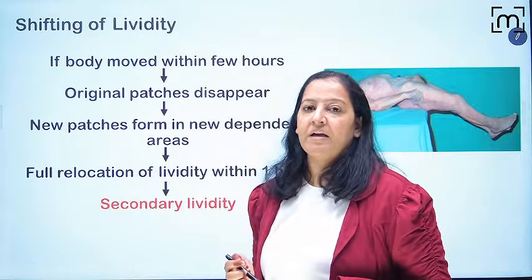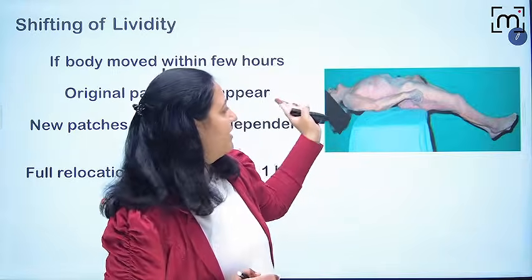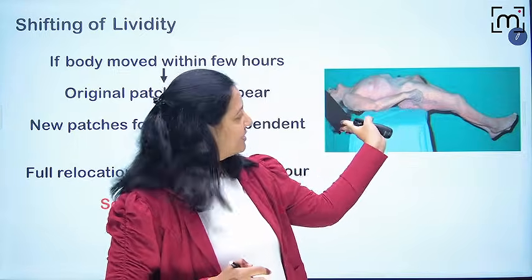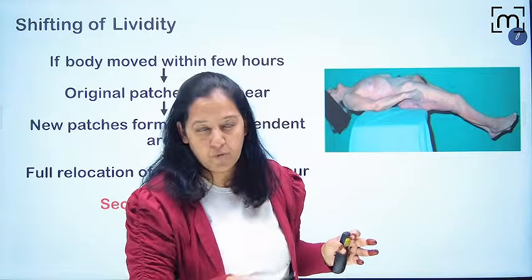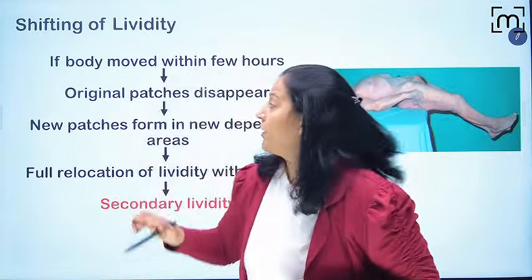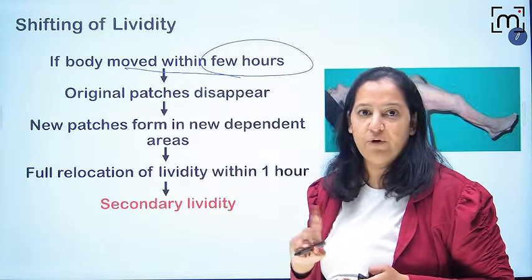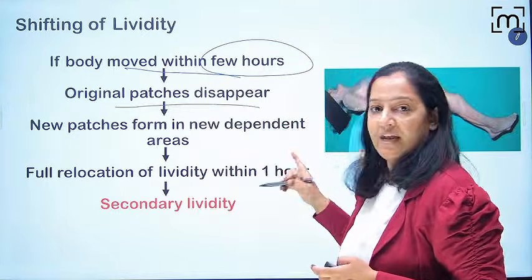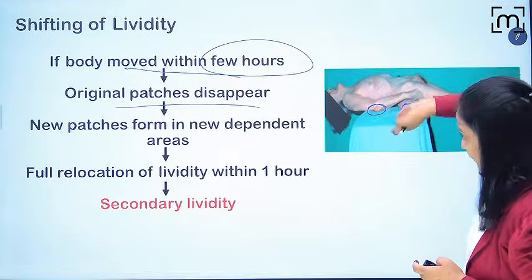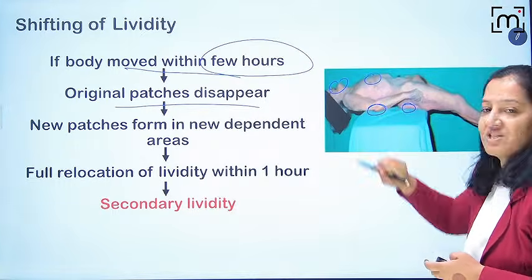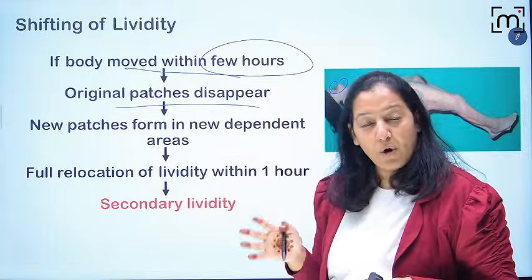Now, shifting of lividity. Can lividity be shifted if the dead body's position is changed after death? Suppose initially the dead body lies supine, and after that it becomes left lateral, left decubitus, right decubitus, or prone. Lividity will shift if the body is moved within a few hours. Initially, if it is supine, lividity is on the buttocks and back. Then if it is prone, it will be on the face and chest. It will shift because gravity works on the dependent area.